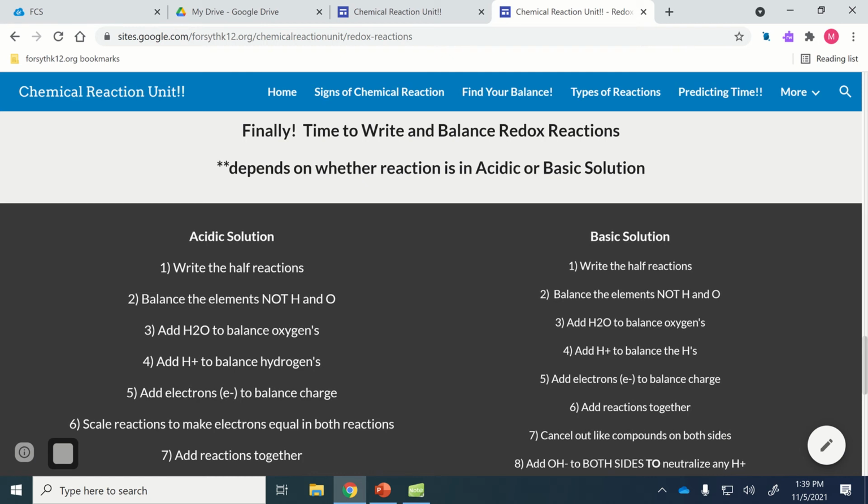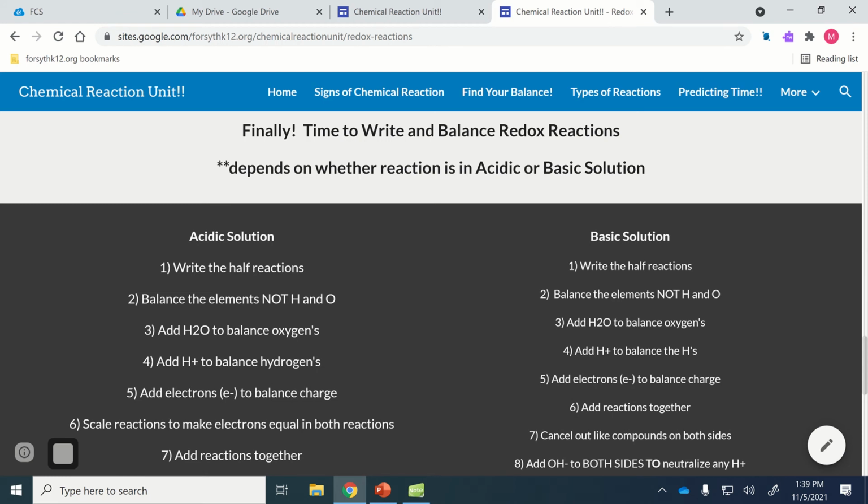This can be a bit tricky, and you've got to be very careful going through this. It does depend on whether you have an acidic or basic solution. In the end, basic has an extra step to it. Basically, we do the same thing for both acidic and basic up to a certain step. I'm breaking this down quite a bit. It looks like a lot of steps. You've got to be really careful with your counting and your balancing. This can be very frustrating if you keep making mistakes with it.